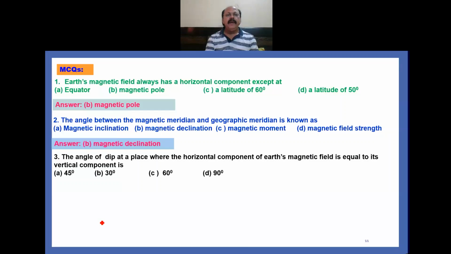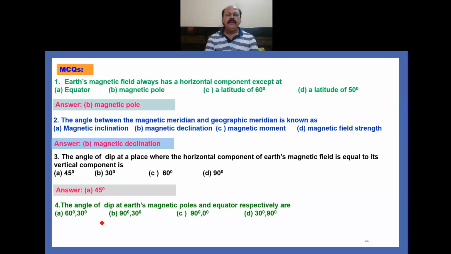And the third one is: the angle of dip at a place where the horizontal component of Earth's magnetic field is equal to its vertical component is. You apply the concept which you learned, and the options are A 45 degree, B 30 degree, C 60 degree, D 90 degree. So your answer should be 45 degree. So option A is correct.